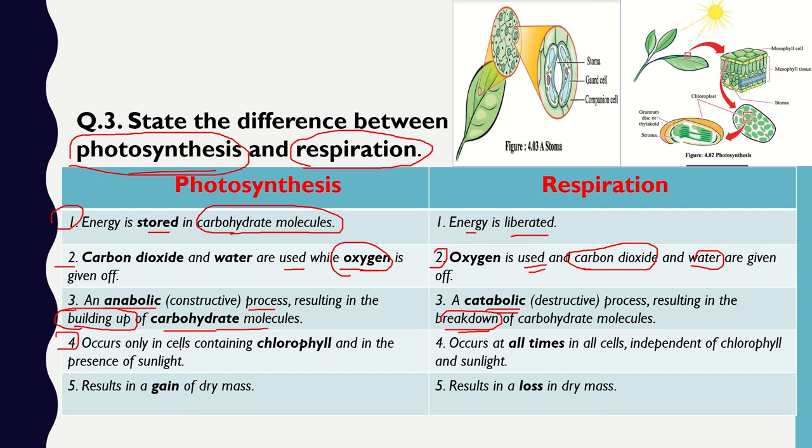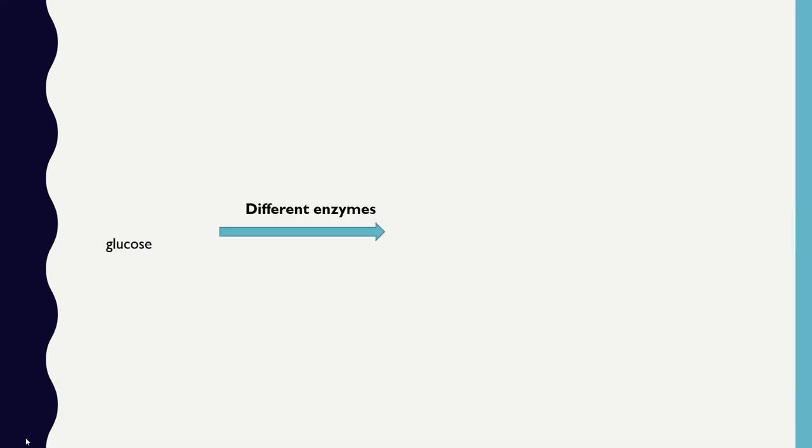Number 4, photosynthesis occurs only in cells containing chlorophyll and in the presence of sunlight. You must remember that sunlight is needed whenever photosynthesis happens, but respiration occurs at all times in all cells, independent of chlorophyll and sunlight. And last, photosynthesis results in a gain of dry mass, and the opposite, respiration results in a loss in dry mass.